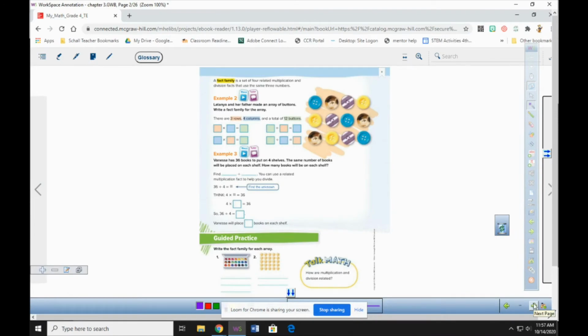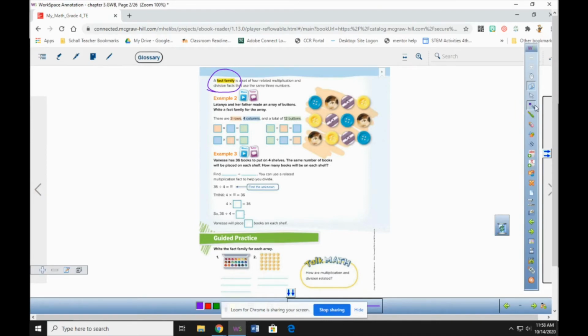On the second page, our other vocabulary word is fact family. Fact family is a set of 4 related multiplication or division sentences that all use the same 3 numbers. So let's look at example 2 to see what they're talking about. Latanya and her father made an array of buttons. Write a fact family for the array.